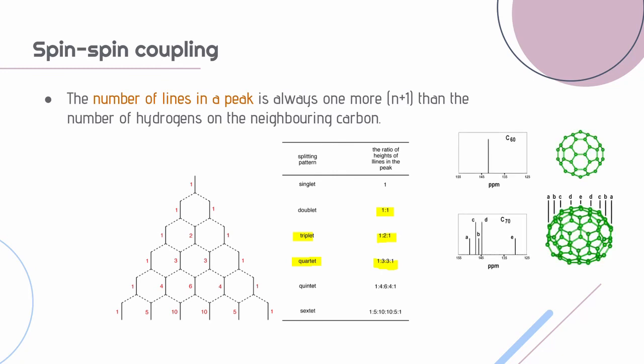And you have a beautiful one-line spectrum for fullerene C60, and that is because of its symmetry. But that is not the case with C70 fullerene.